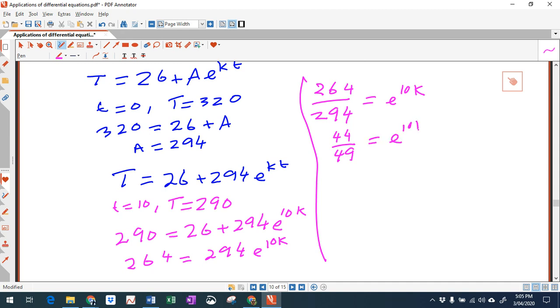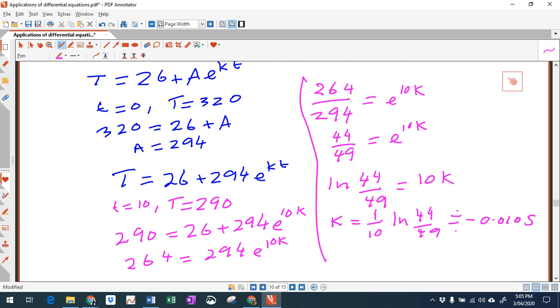Now, you apply the log function to both sides. So you're going to get log of 44 on 49 equals 10k. So k is equal to 1/10 log 44 on 49, which is approximately equal to minus 0.0108.